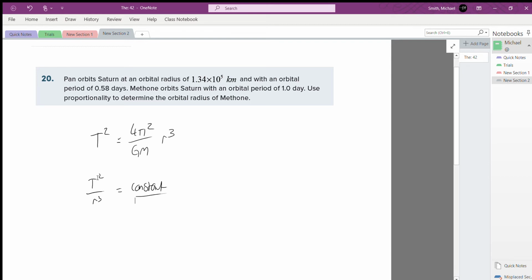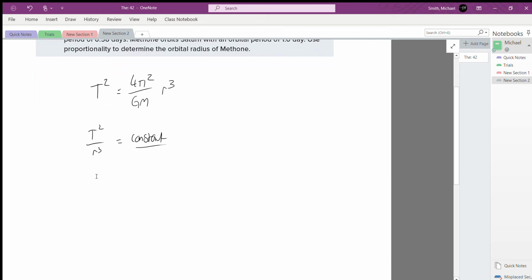So now we can replace T squared and r cubed with our subscripts for methane and pan. Since it's a constant, we'll write the period of methane squared divided by the orbital radius of methane cubed will be equal to the period squared of pan divided by the orbital radius of pan cubed.